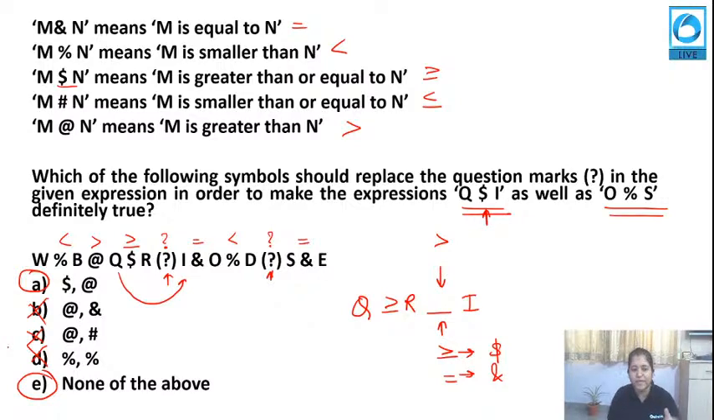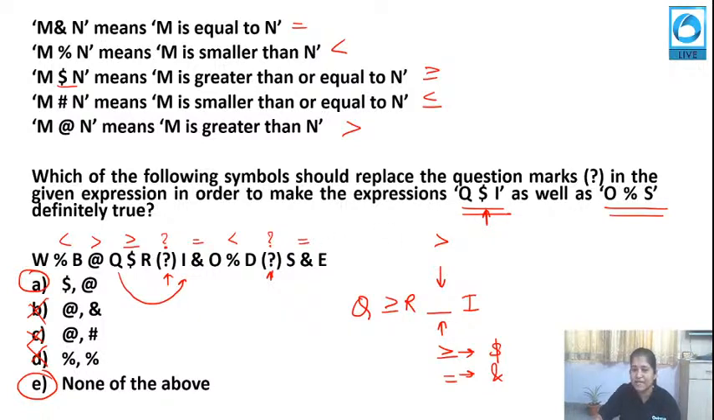Because using B, C and D, you will not be able to get the definite relation. Definitely true hona chahiye, theek hai? Bilkul. So, yahan par B, C and D will be eliminated. So, it's either dollar or ampersand that you should be starting with. Now, you have to find the relationship of second one.